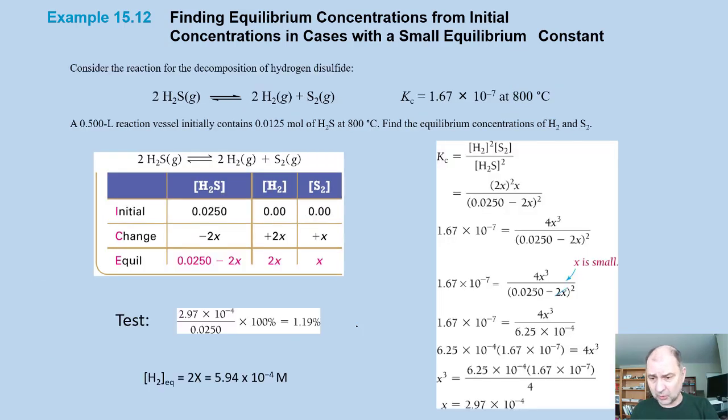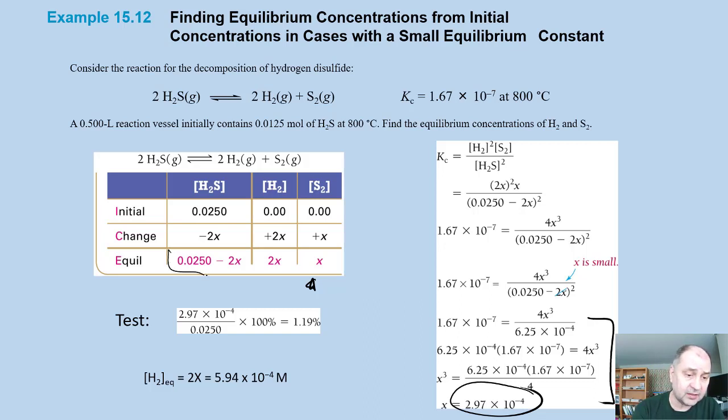I'm not going to do it. Here's that assumption, here's the rest of your algebra, and so you end up with x being 2.97 times 10 to the minus 4, which is pretty small. And here's your little test here. You divide that x by the initial concentration of H2S times 100, and you get 1.19. So this assumption is okay.